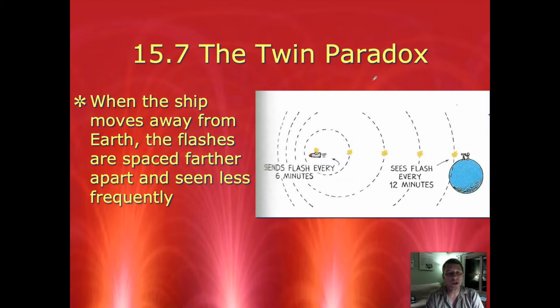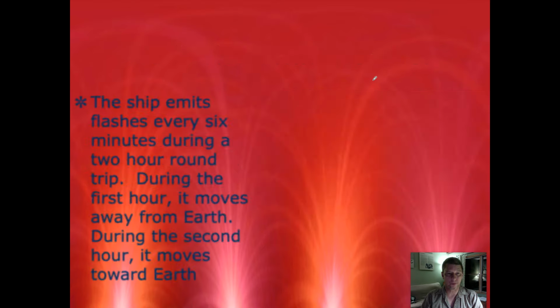So it's going to take a longer period of time for those flashes to be received on Earth. When the spaceship moves away from the Earth, the flashes are spaced farther apart and they're seen less frequently. Instead of being seen every 6 minutes, now they're going to be seen every 12 minutes. Now, what are the ramifications of this? What does it mean for the astronaut, the twin in the spaceship, and the observer twin on Earth?